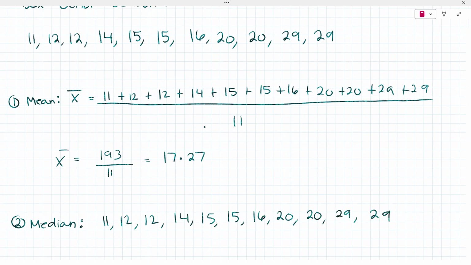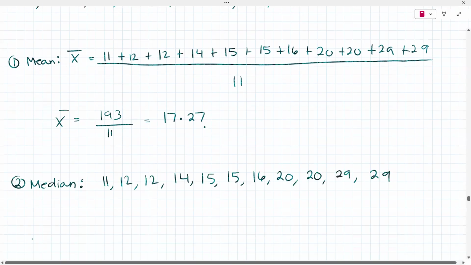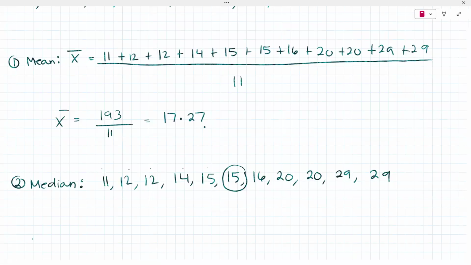So there's a total number. So I think the median would be 15. If you're not sure, count how many numbers are to the left of 15. There's 1, 2, 3, 4, 5. And then on the right side of 15, there's 1, 2, 3, 4, 5. So there's 5 on each side. That means 15 is right in the middle. Okay, so your median is definitely 15.